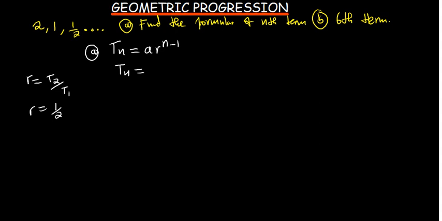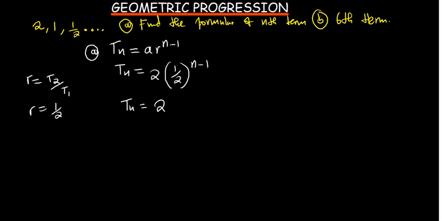So where there is a, we are going to substitute that first term. Our first term is 2. And then where there is r, we are going to put our ratio there, which is 1 over 2. And then we're going to write the power n minus 1. Now we want only the formula of the nth term. Only the formula. Now we know indices, so this is going to be 2.